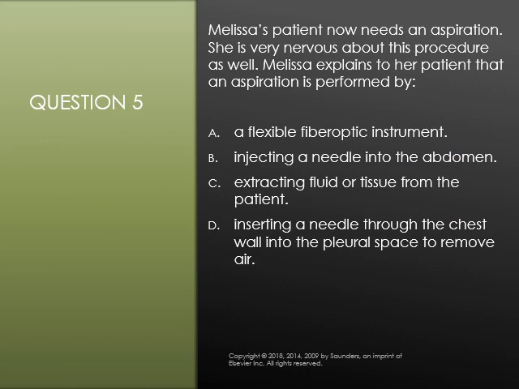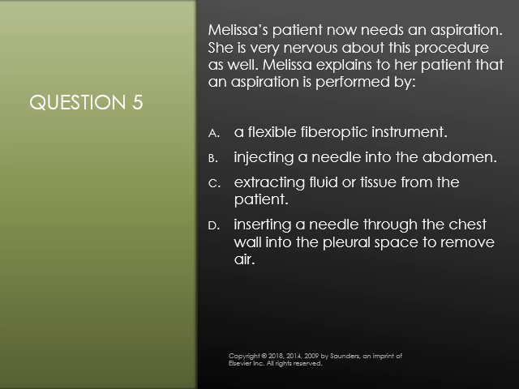Okay, this is question number 5, and this is our final question for chapter 24. This will conclude our presentation for chapter 24. So let's look at this final question. Melissa's patient now needs an aspiration. She's very nervous about the procedure, and Melissa explains to her patient that an aspiration is performed by A, a flexible fiber optic instrument, B, injecting a needle into the abdomen, C, extracting fluid or tissue from the patient, or D, inserting a needle through the chest wall into pleural space to remove air?